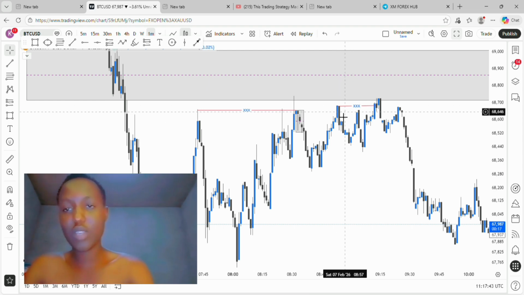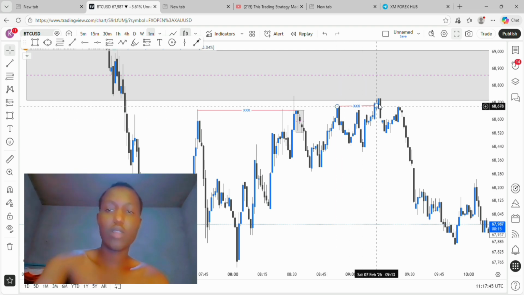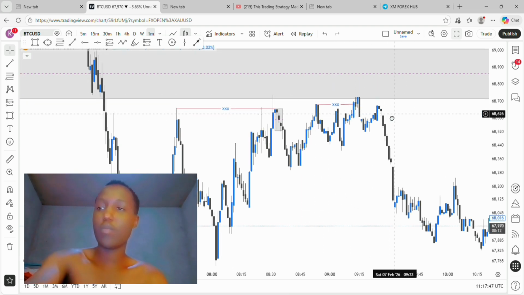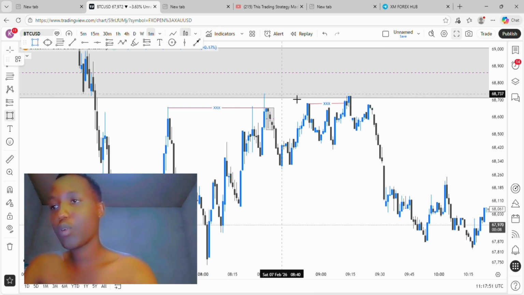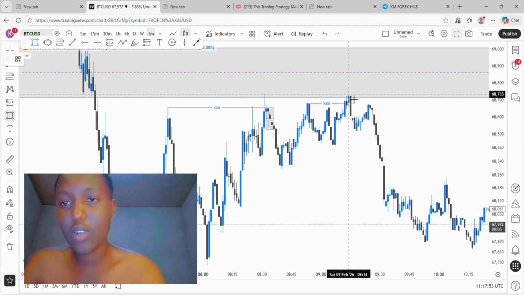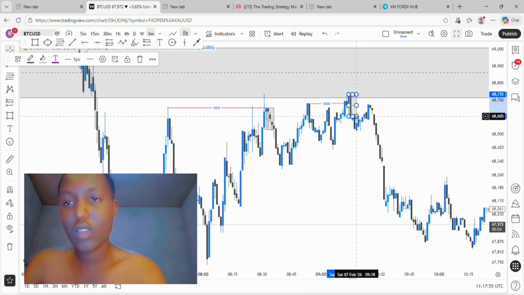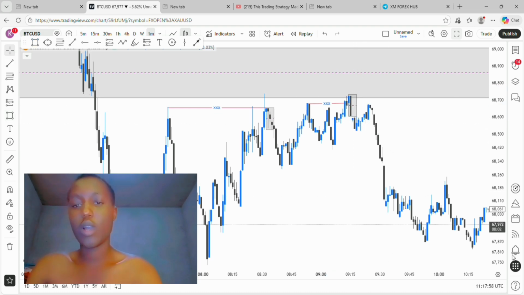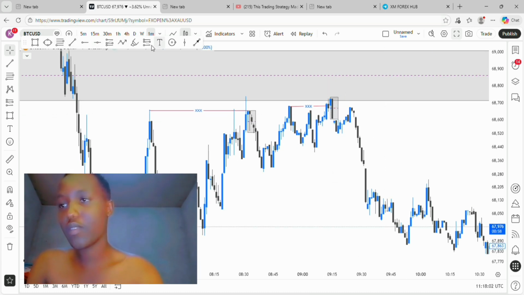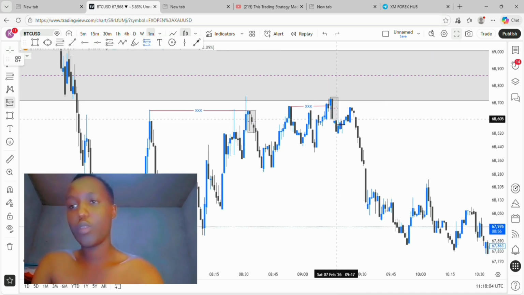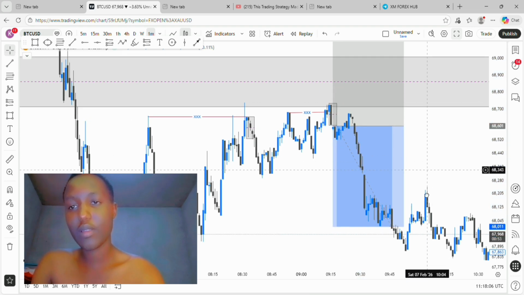As you see here, it came, it took out this liquidity, it rebounded back to our zone, and after taking out liquidity, it brought an aggressive candle right here. This was an aggressive candle. So as a scalper, what do you do right here? After bringing this aggressive candle, you just sell from here.